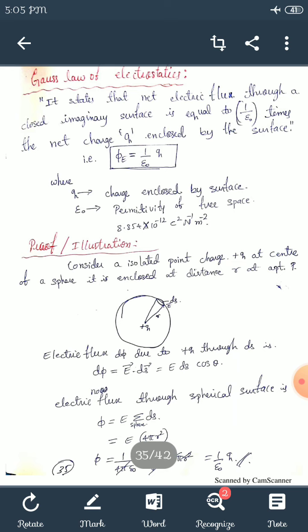It will be equal to 1 divided by epsilon naught times the net charge. Remember this, I am stressing this word: net charge enclosed by the surface.